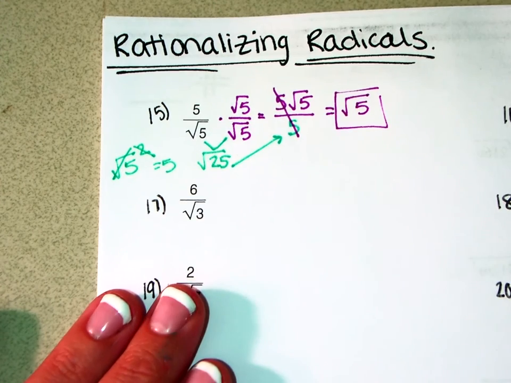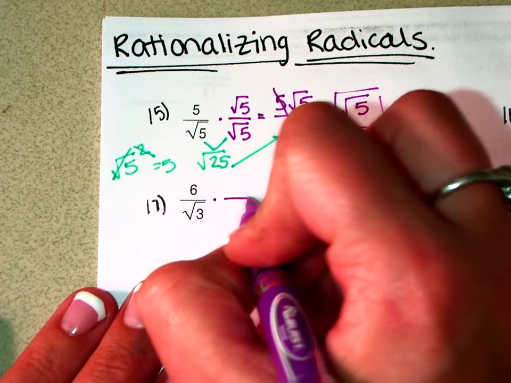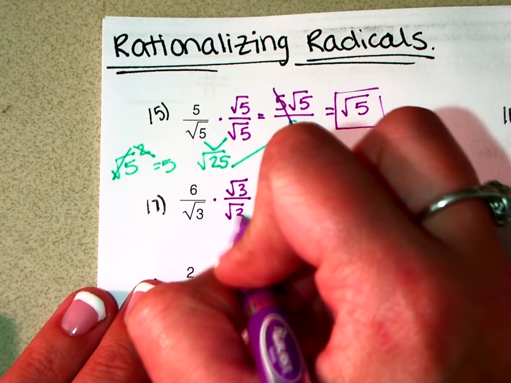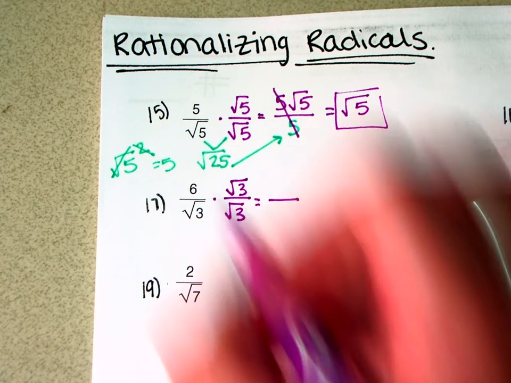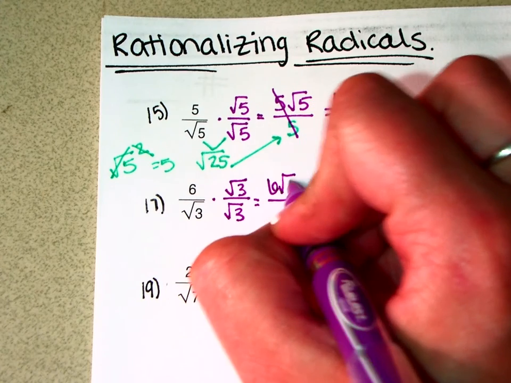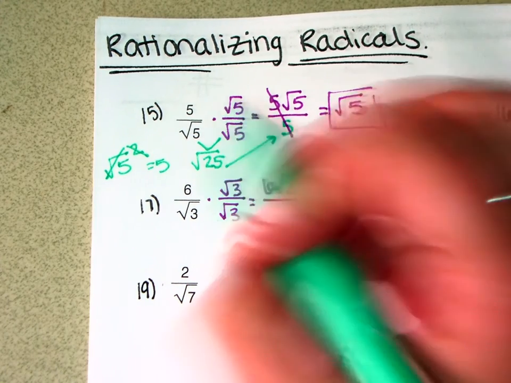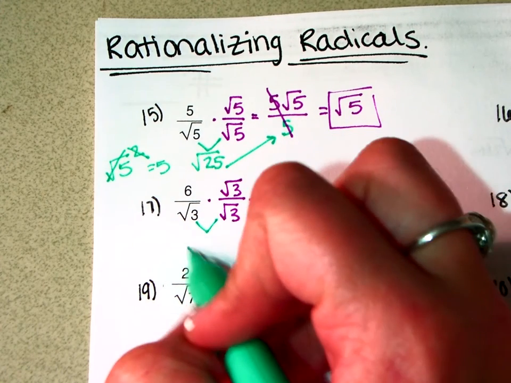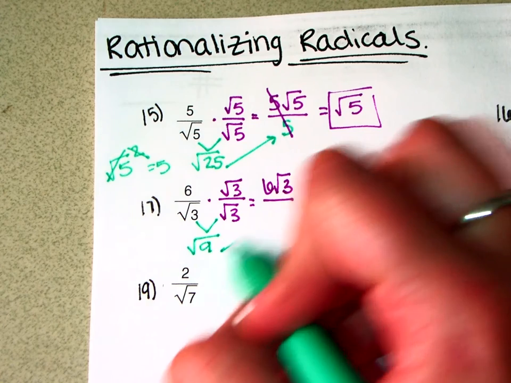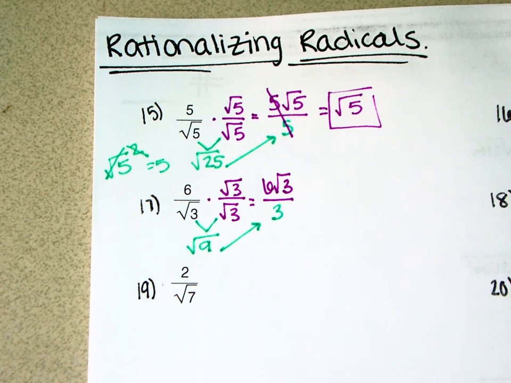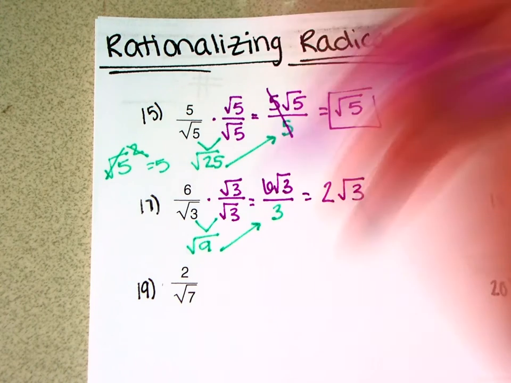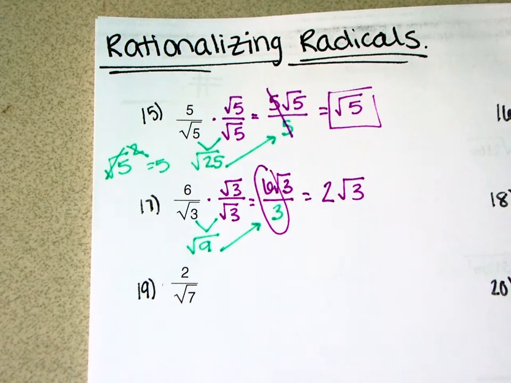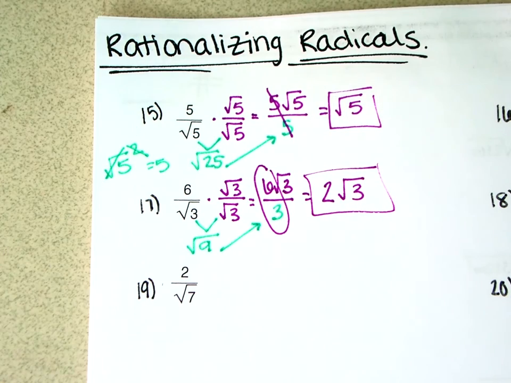Let's try the next one. Again, bottom is square root of 3, so I'm going to multiply the top and bottom by square root 3. Numerator times numerator, denominator times denominator. 6 times square root of 3 is 6 square roots of 3. Mathematically, what's happening in the shadows? Square root of 3 times square root of 3 is the square root of 9. The square root of 9 is 3. Now I can reduce 6 divided by 3 is 2 square roots of 3. So I can reduce this here, leaving us with no fraction and just 2 square roots of 3.